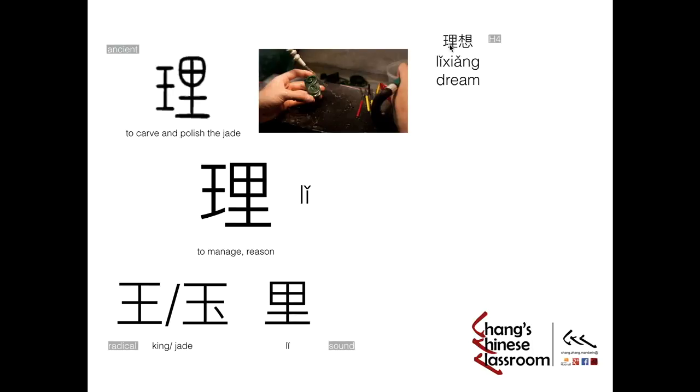So the first vocabulary, 理想: your reason, or I'd like to say the rule of your thinking. I have no idea why this combination means dream. I'm sorry, I forgot the link. And the next one, 办理: 办 means to handle, and 理 means to manage. So naturally, these two combined with each other mean to handle.